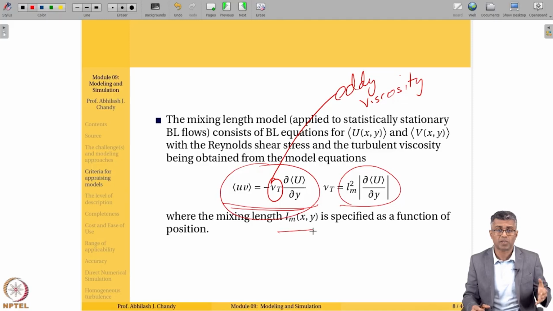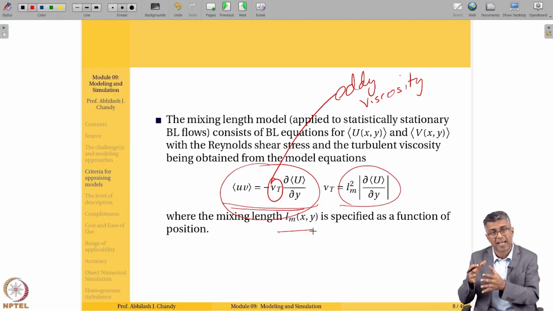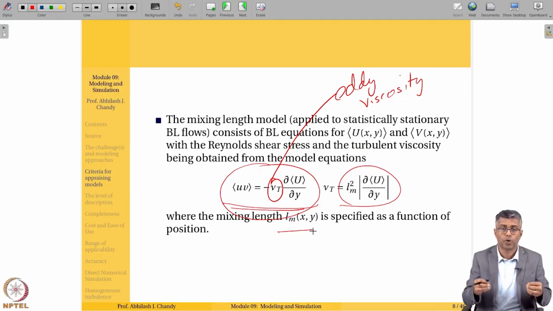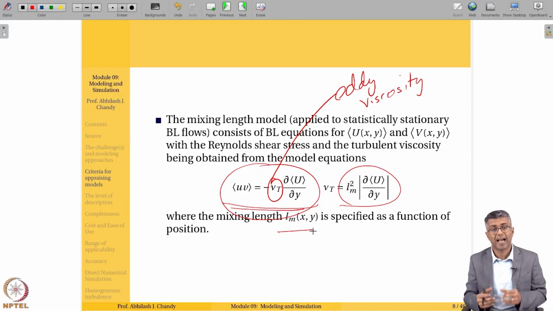Now here what we are saying is a fluid particle travels a certain distance before it imparts momentum to the other fluid particle. And that is how the energy gets cascaded from the large scales to the small scales. That is the argument. So that length over which it travels before it imparts its momentum to the neighboring fluid particle is called the mixing length. And that is the analogy for the mixing length model.